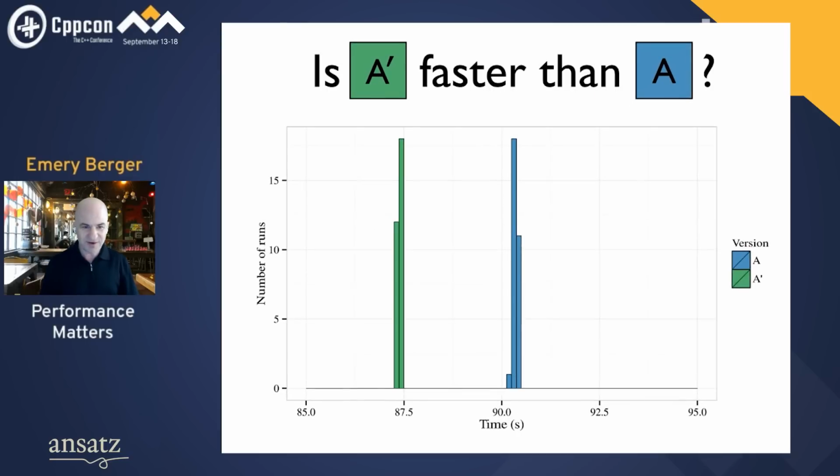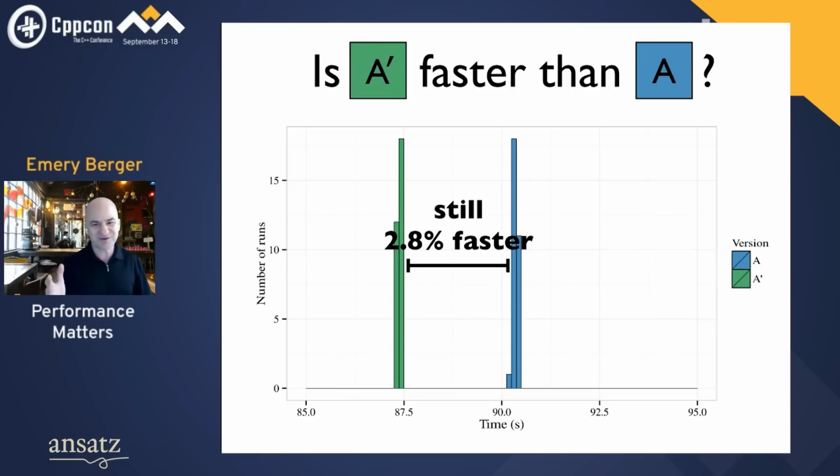And you can see on this graph that there's pretty clearly a separation between the old version A, which is in blue on the right, and the new version A prime, which is in green on the left. And in fact, it's still on average 2.8% faster. Great. Luke is a genius. I ran it 30 times. Luke ran it 30 times. It's 2.8% faster. Done. Print. Ship. But not so fast.